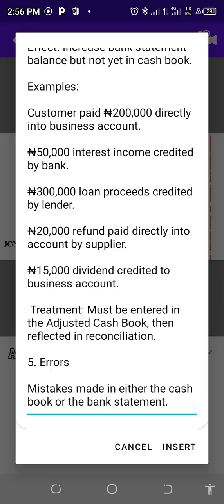And direct debits and direct credits have nothing to do with the reconciliation section of reconciliation accounts. They are to be adjusted in the cash book.